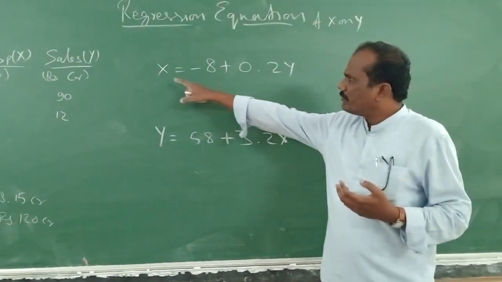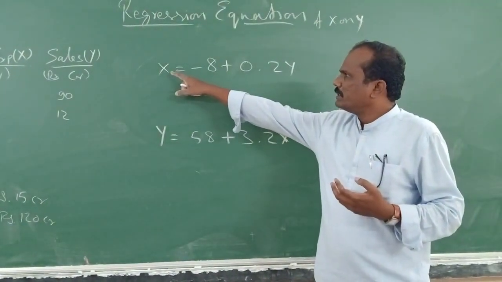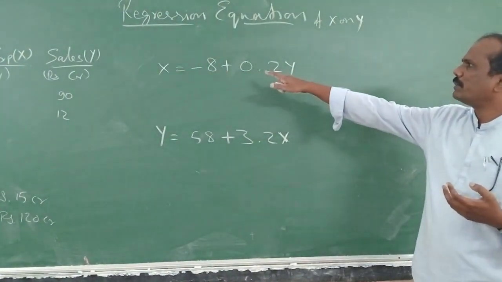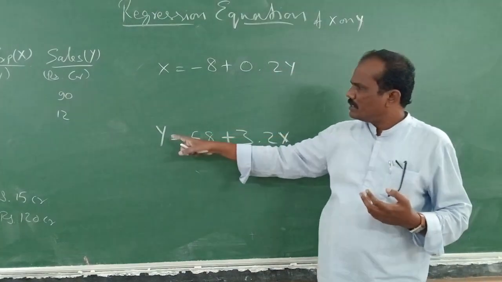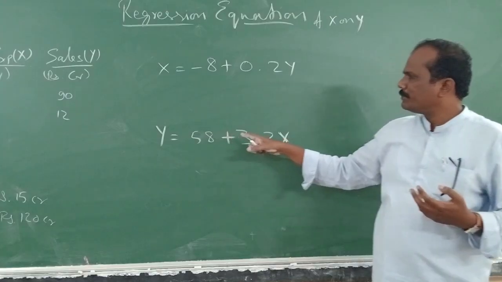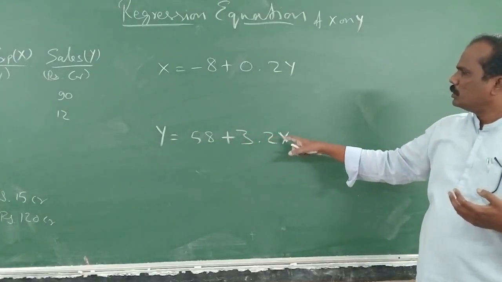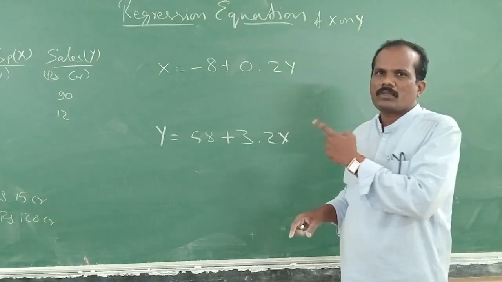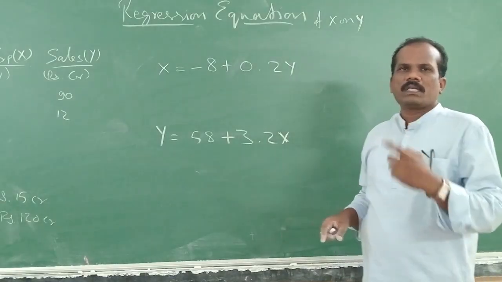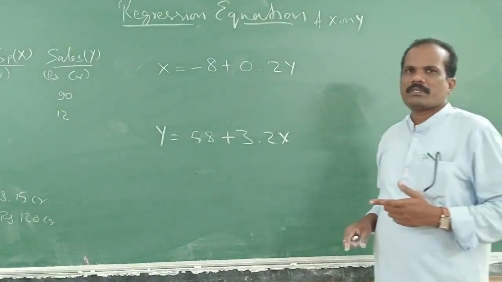The first line is x is equal to minus 8 plus 0.2y. The second equation is y is equal to 58 plus 3.2x. The first question we have solved by giving the two regression equations.